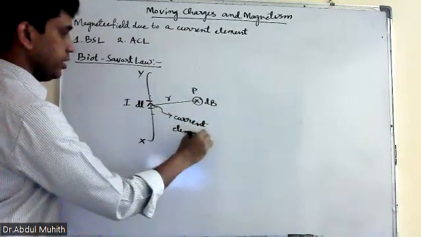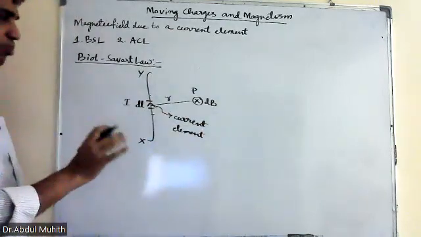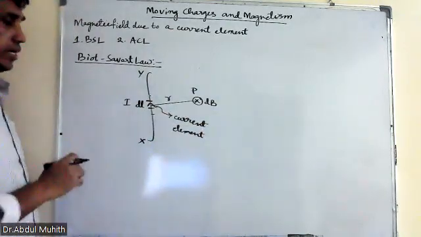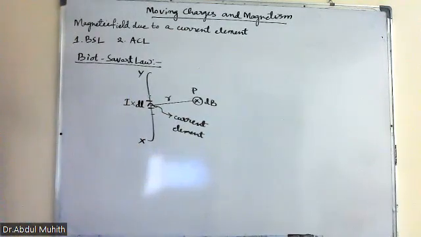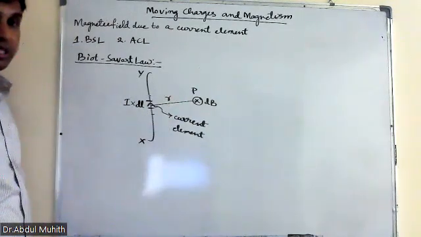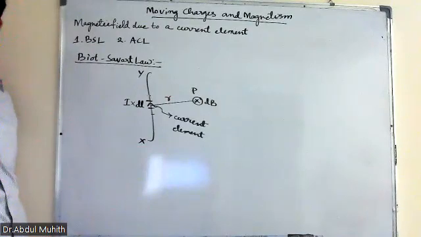Current element is said to be IDL. DL means a small thing, a small wire. I is the current. So altogether, if you multiply both, we get the current element. I into DL is said to be the current element. R is the distance. I want to find out the magnetic field at point P, which is at a distance R from a current carrying wire.